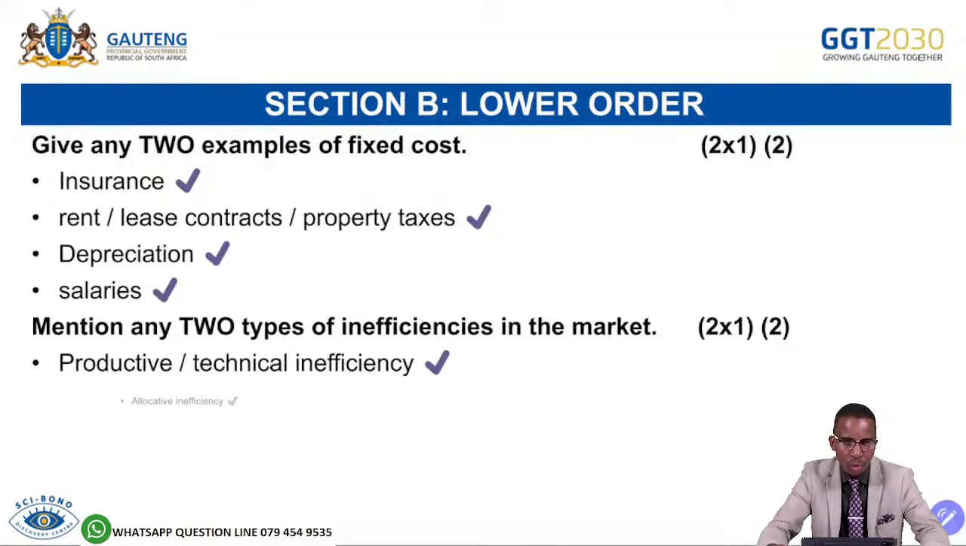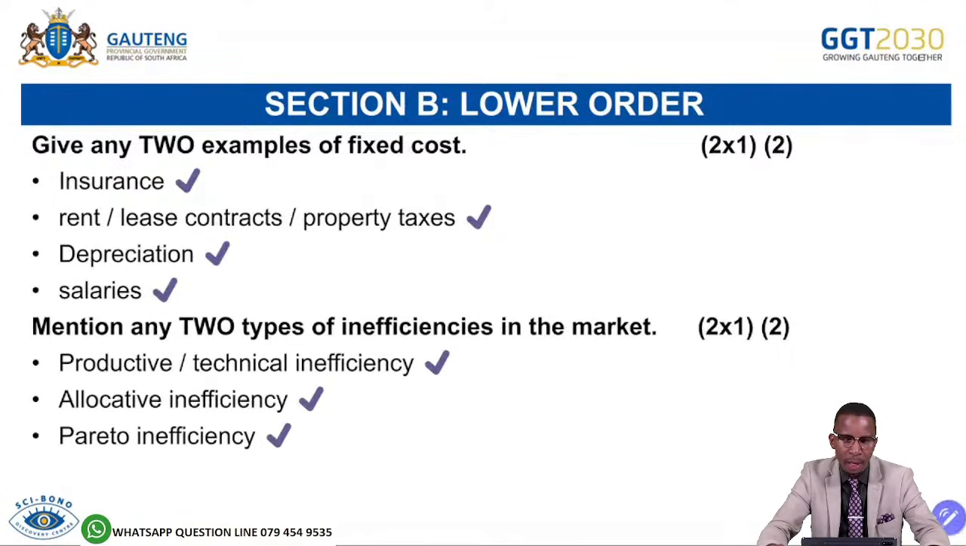Then we talk also about the allocative inefficiency, which occurs when available resources are not used to their optimal level. They are not used to their optimum level. That's an allocative inefficiency. And then we also have Pareto inefficiency, which occurs when it's impossible to make someone better off without making someone worse off.